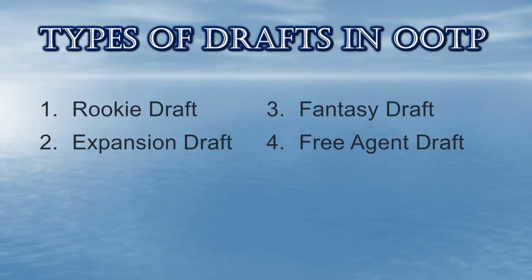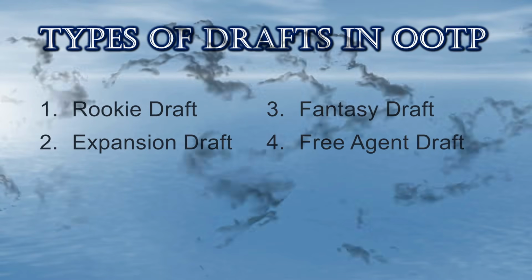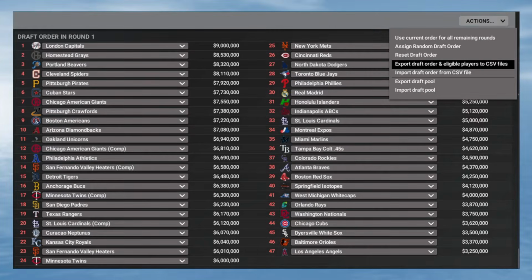There are actually 4 different types of drafts in Out of the Park Baseball: rookie drafts, expansion drafts, fantasy drafts, and free agent drafts. The process and utility I'm about to show you works for all 4 of these draft types. To set the draft order yourself, the first thing you need to do is go to your draft, whichever type it is, and make sure you're on the Draft Rules tab.